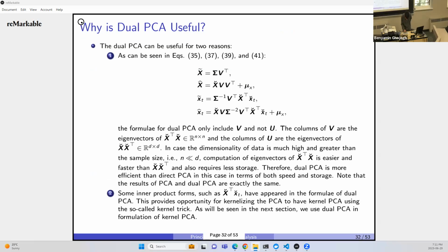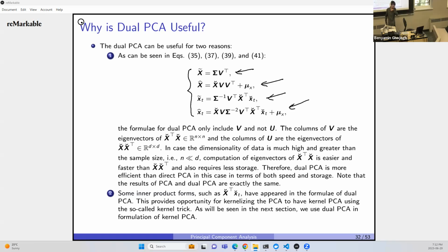Now I have relisted all of them here in dual PCA. So what is this? Projection of training data in dual PCA. This is reconstruction of training data in dual PCA. This is projection of out of sample data in dual PCA, and this is reconstruction of out of sample data in dual PCA.